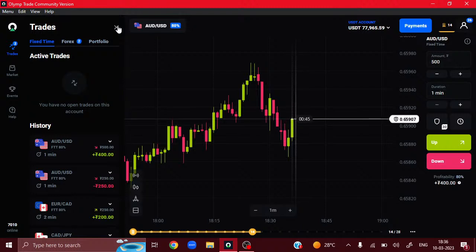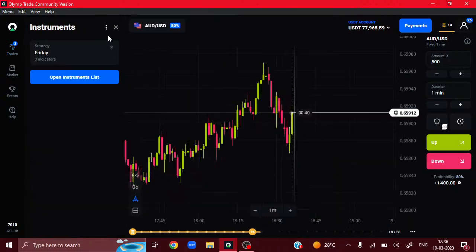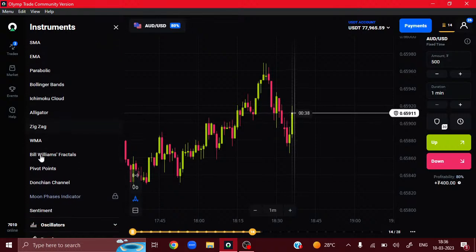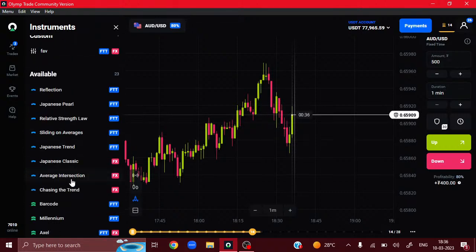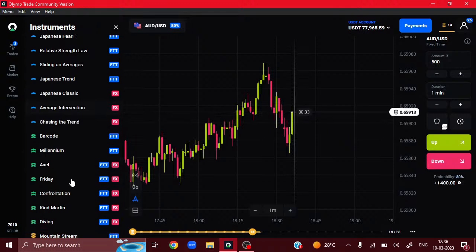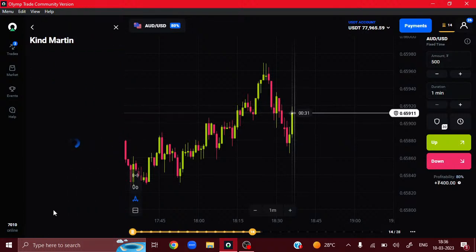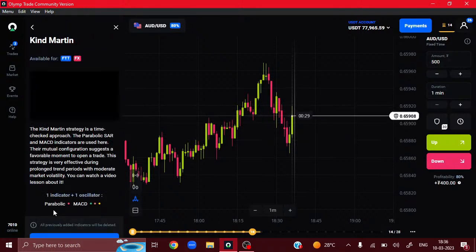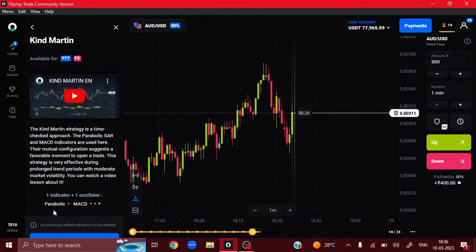All right. Okay. So Kind-Martin strategy you will find in the strategy section. Click on the strategy section. Here under the advanced strategies you will find Kind-Martin. So the Kind-Martin strategy is a time-checked approach. The parabolic SAR and MACD indicators are used here. Their mutual configuration suggests a favorable moment to open a trade. This strategy is very effective during prolonged trend periods with moderate market volatility.